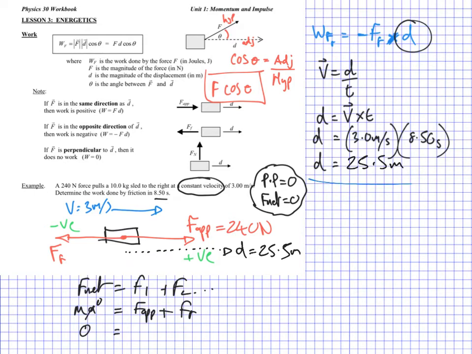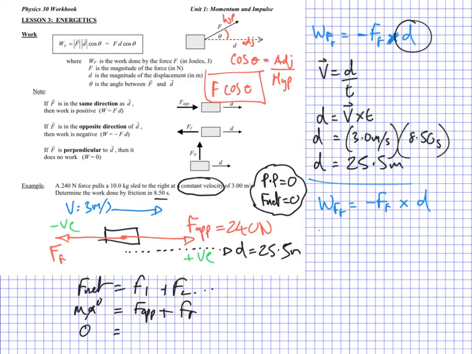I've already said that the work done by the force of friction is going to be equal to this negative force of friction times this distance. Okay, so let's go ahead and figure this out. Now, it's worth knowing that work, of course, is a type of energy, and energy can't be negative. It's a scalar value, so I'm not really that concerned about the negative sign.